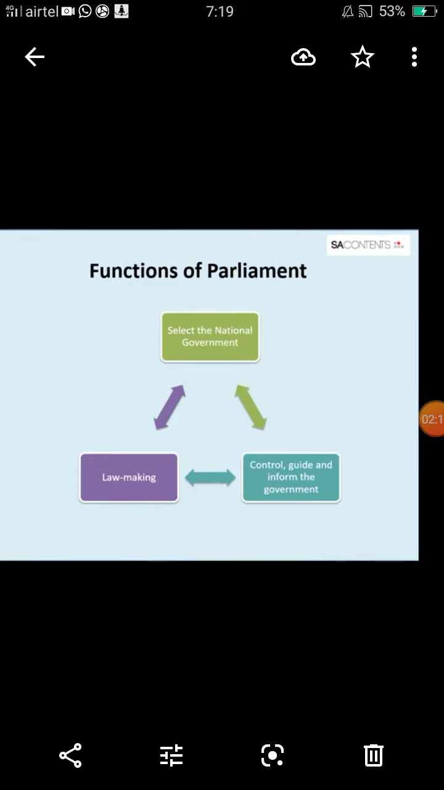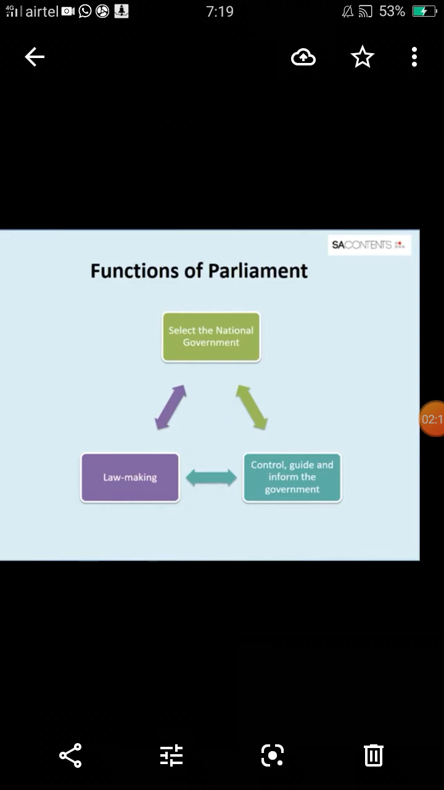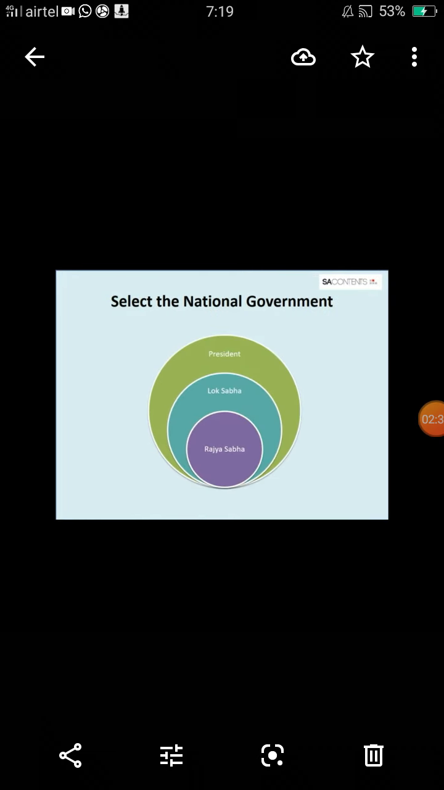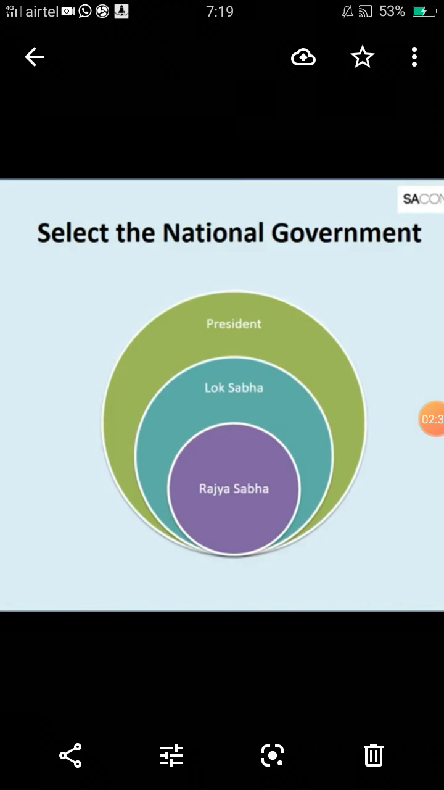Now let's see the functions of the parliament. The main functions of the parliament are first to select the national government, then to control, guide, and inform the government, and the last is lawmaking. When we talk about selecting the national government, it is chosen by the members of the Rajya Sabha, Lok Sabha, and the head of both the houses, which is the president.